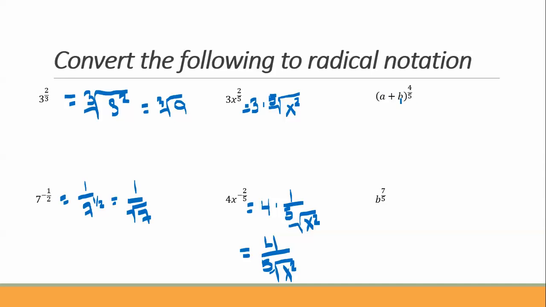A plus b to the 4/5, the a plus b is our whole base, so that's going to be the whole thing that's under the radicand. So that's the 5th root of a plus b. Because we have an exponent other than 1, we have to put a plus b in parentheses to the 4th power. So that says the 5th root of a plus b all to the 4th. And the last one is for the 5th root, b to the 5/7 is equal to the 5th root of b to the 7th.